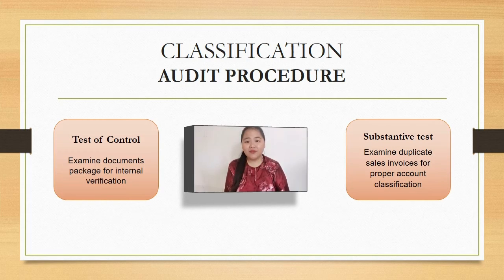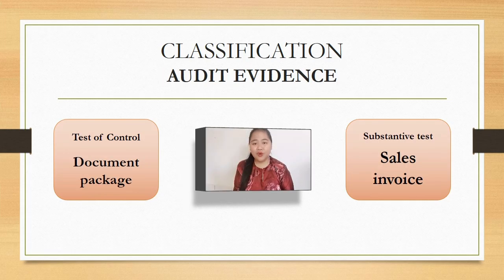Now we move to the classification audit procedure, where there are two types: test of control and substantive test. The test of control is to examine the document package for the internal verification, and the substantive test is to examine duplicate sales invoices for the proper account classification. Now we go to the audit evidence: for the test of control, the audit evidence is the document package, while for the substantive test it is the sales invoice.